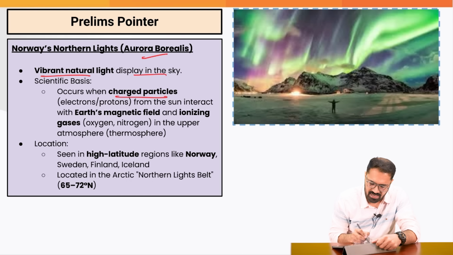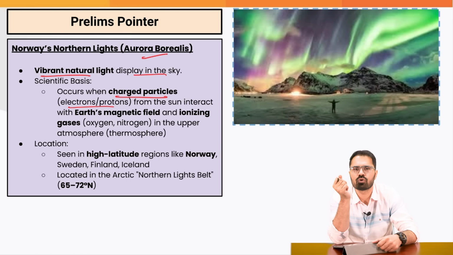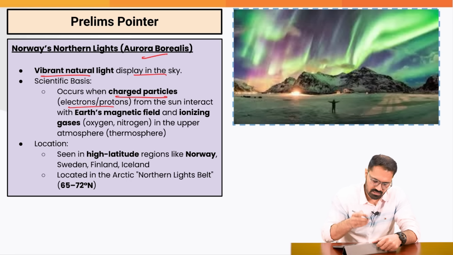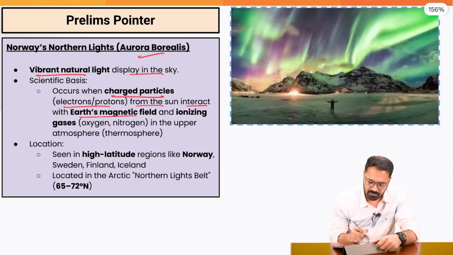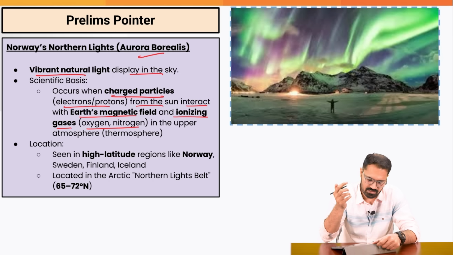They occur when charged particles from the sun, which can be electrons and protons. See, these charged particles coming from the sun in the form of solar flares, solar radiations, they interact with the earth's magnetic field, and ionizing gases in the form of oxygen, nitrogen. Ionizing gases means when gases have a certain charge, when they can conduct electricity, then they are called ionizing gases.